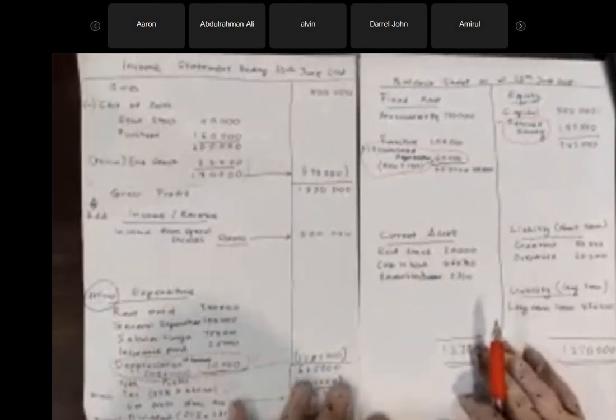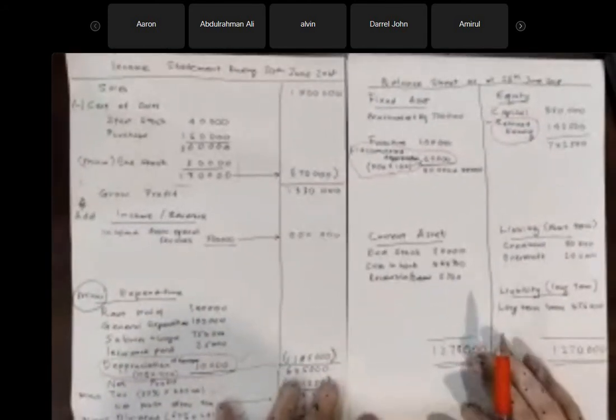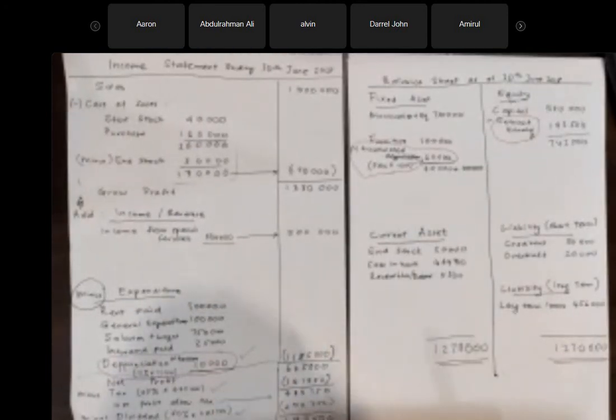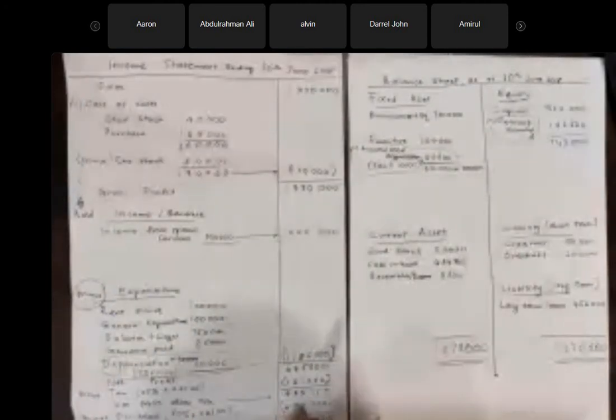Ada question lagi? Oh, okay. Susah ke senang? I just want to ask you. Is it complicated or actually it is easy? Only to, orang kata apa, to get used with the format je.